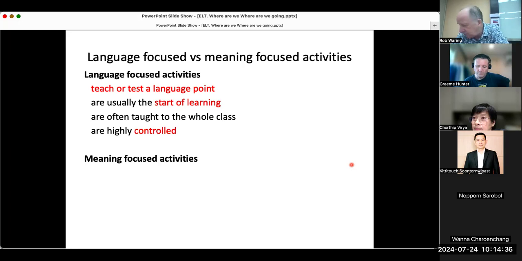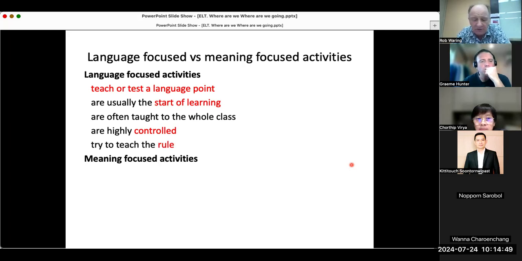And as was mentioned, I think, was it Graham mentioned? It's about highly controlled. It is controlled because you're trying to control what input the students get. You're trying to focus them carefully on one particular aspect of the language. And often that involves teaching a rule. The rule is X versus Y.